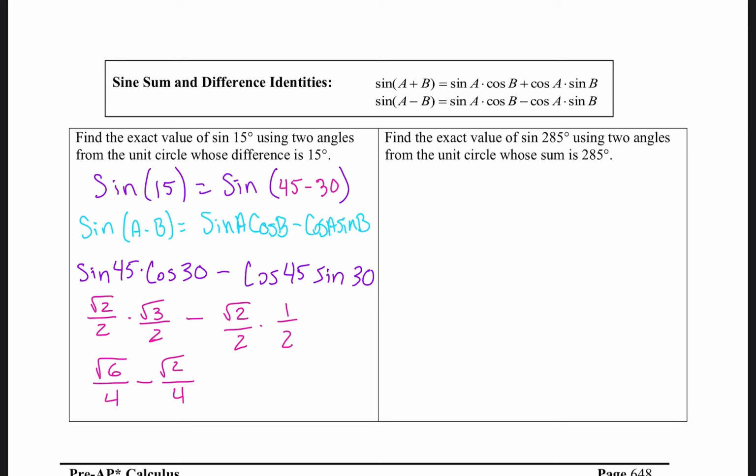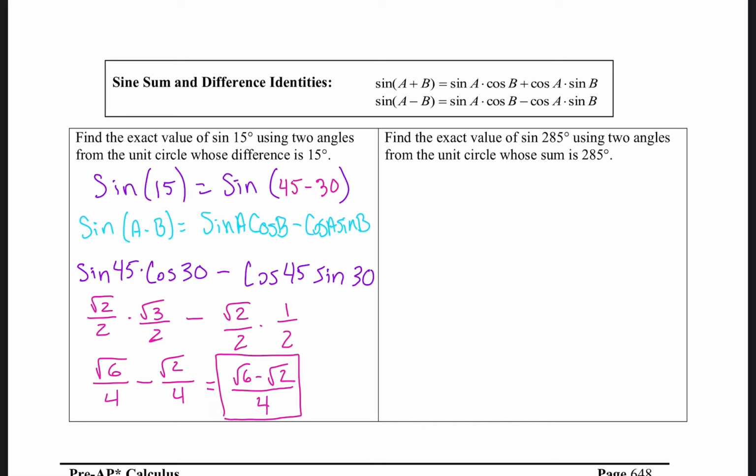Got my minus sign. Square root of 2 times 1 is square root of 2. And 2 times 2 is 4. And since those both have the same denominator of 4, I can rewrite it with the 4 as the denominator and put the square root of 6 minus square root of 2 together. And that is what our sine of 15 would be equal to.